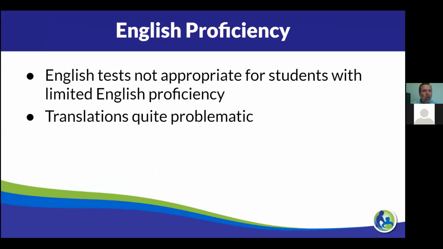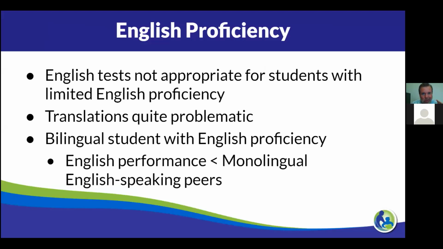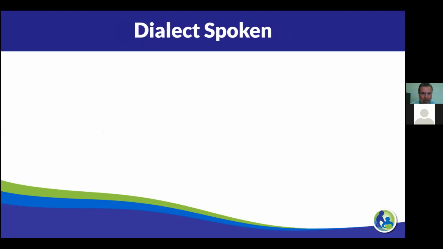Even translations, if we're working with a translator and having a translator do a test for us, those can be quite problematic as well. And even if we have a bilingual student who has some English proficiency or even a decent level or good English proficiency, there still can be some bias there. We know that a bilingual student, their English performance is going to generally be lower than a monolingual English speaking peer, okay? So like I said, we know that the English proficiency, that can really introduce a lot of bias.